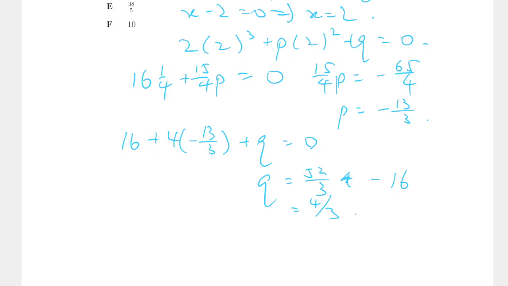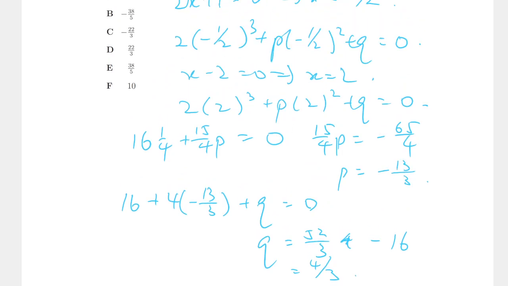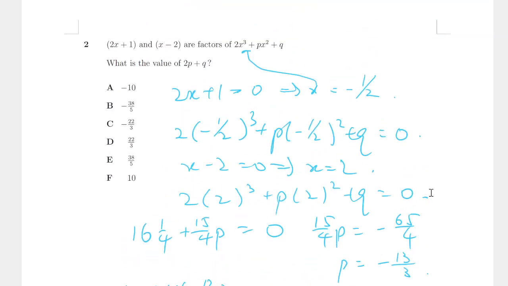Very good. So 2p plus q. So 2 times negative 13 over 3 plus 4 over 3, that's negative 26 plus 4, which is negative 22. So final answer, negative 22 over 3. So that's C. Yeah, just lots of algebra in this question, to be honest.